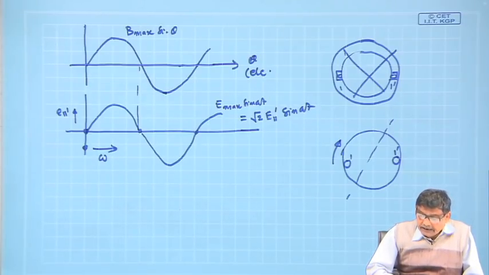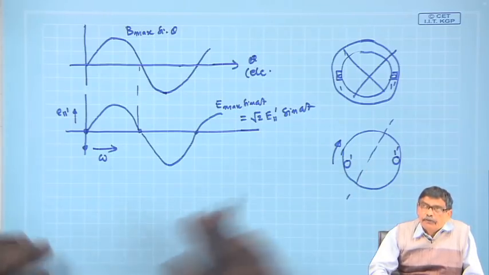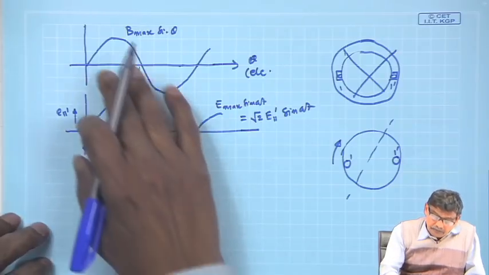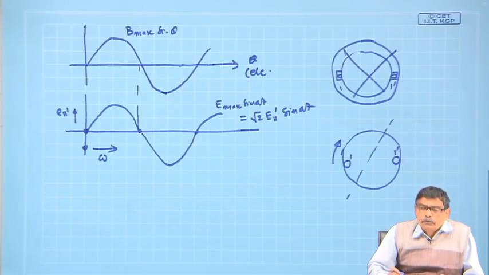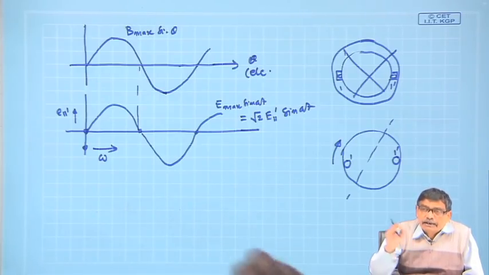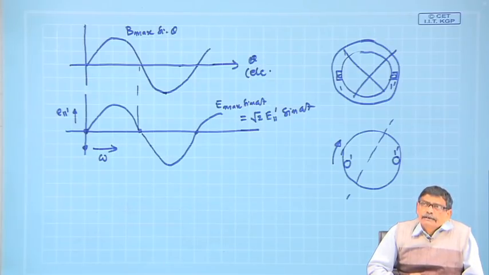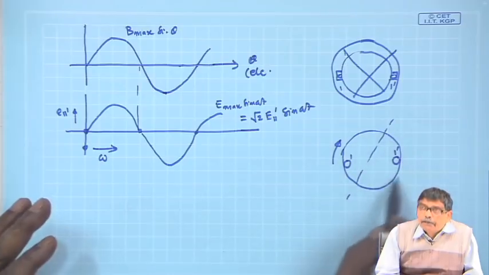if you want to get a better voltage waveform, your coil should be distributed. Better not to use a single coil, use a number of coils, each one housed in a pair of different slots, and then connect them in series. In which way will it help you? One way is that the MMF produced by these coils, when they carry current, will be more sinusoidal. I told you it will become stepped. And secondly, there is better utilization of this space.